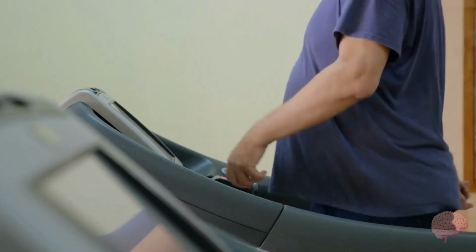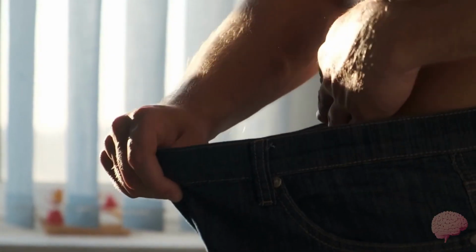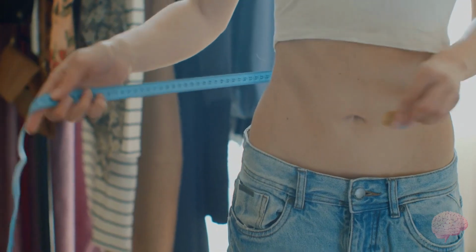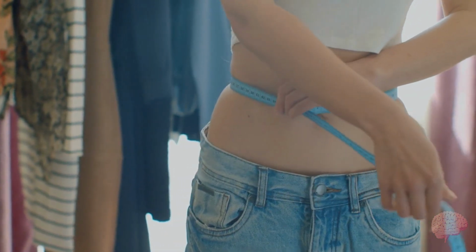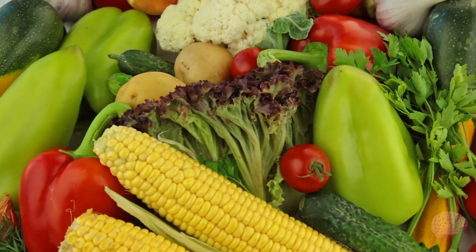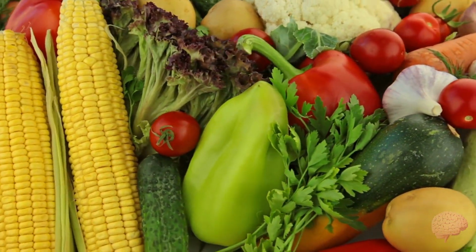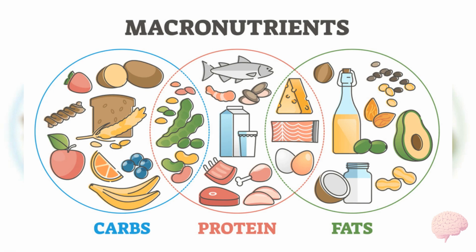If we consume more calories than we burn, our body stores the excess calories as fat, leading to weight gain. On the other hand, if we burn more calories than we consume, our body will use the stored fat as energy, leading to weight loss. However, it's important to note that not all calories are created equal. Different types of food can have different effects on our body, even if they have the same number of calories. For example, a 100-calorie serving of candy will have a very different effect on our body compared to a 100-calorie serving of vegetables. This is where macronutrients come into play.